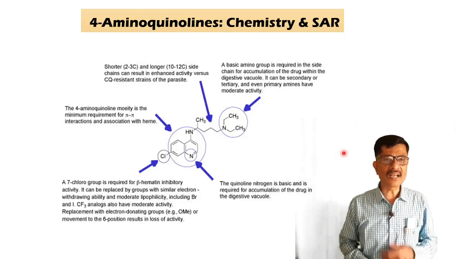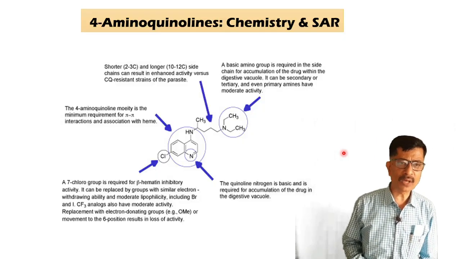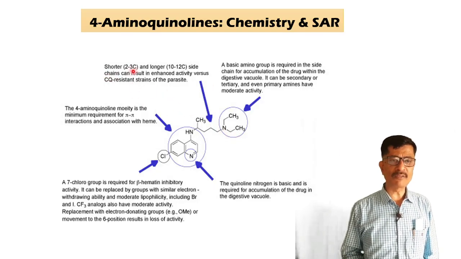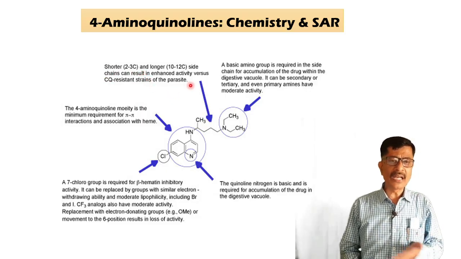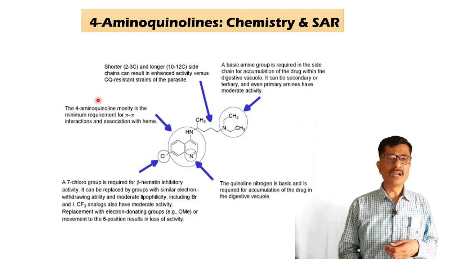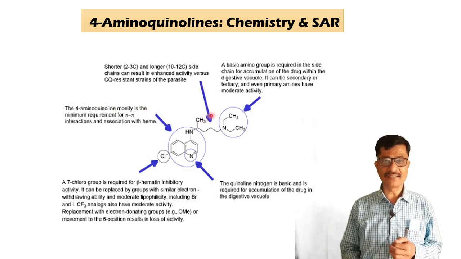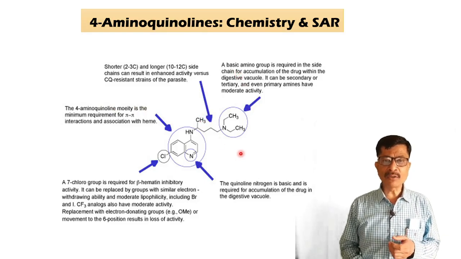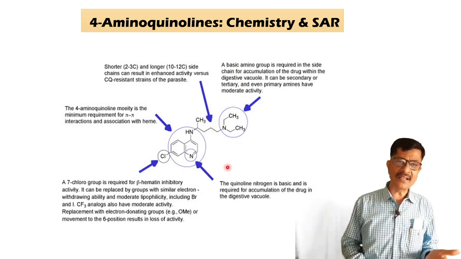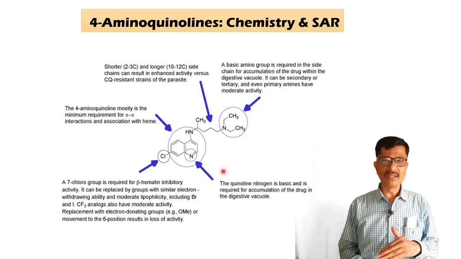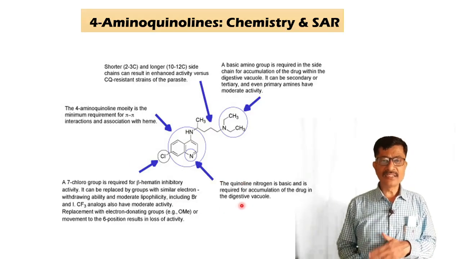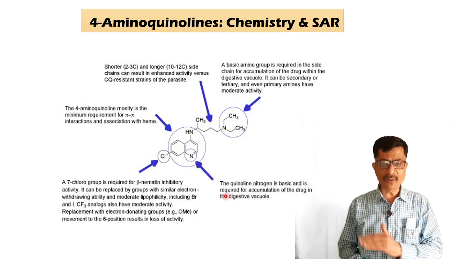If you look at the structural requirement for antimalarial action of these 4-aminoquinolines, the side chain, if it is shorter, of 2 or 3 carbons, or if it is longer, 10 to 12 carbons, results in enhanced activity versus chloroquine resistant strains of the parasite. The basic amino group is required in the side chain for its activity. It can be secondary or tertiary, or even primary for moderate activity. The quinoline nitrogen is basic and it is required for the activity.